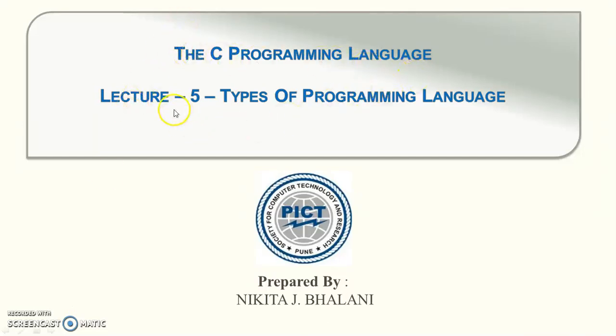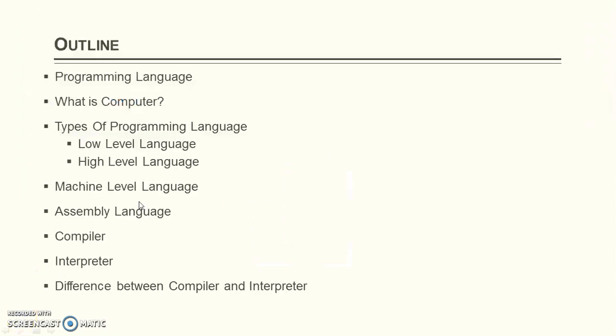This is our fifth lecture, in which we will discuss different types of programming languages. So this is the outline of our lecture. First, we will discuss the programming language, what a computer is, and which language is understood by a computer. Different types of programming languages: low level language and high level language. Then we will discuss machine language and assembly language, then translators like compiler and interpreter, and then the difference between compiler and interpreter.